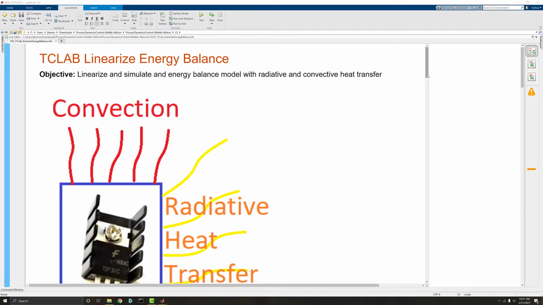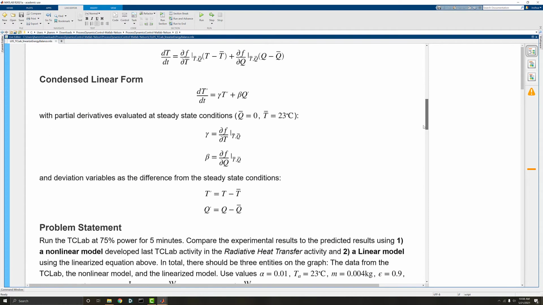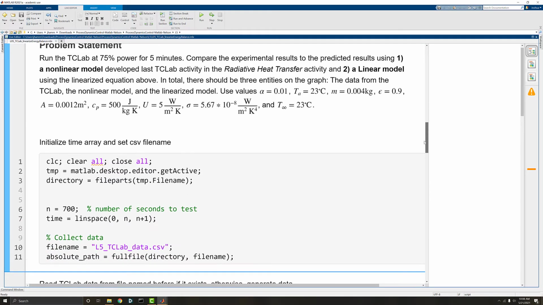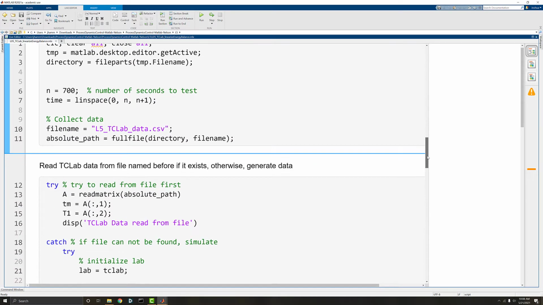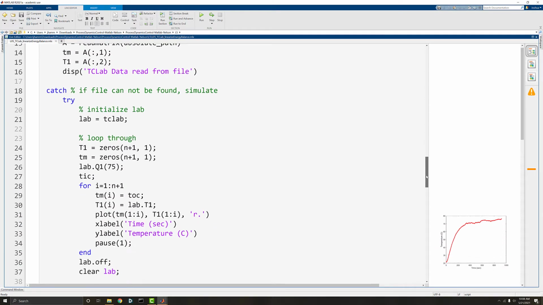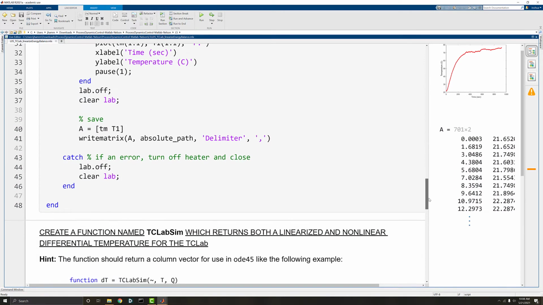Here we have our live script for the temperature control lab. We'll go ahead and scroll down. Here's our linear form discussion as we discussed before in our problem statement. We're going to run the temperature control lab at 75% power for 5 minutes. Here we have the arguments to save the temperature control lab, and then n equals 700. I've already run it and saved it in the location and the data so that we don't have to worry about this. This is the step test that will step through and run it at that value and then save it.